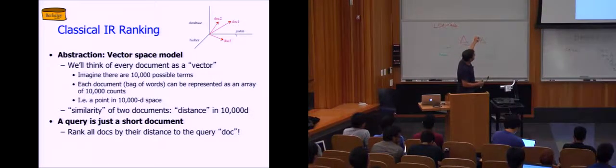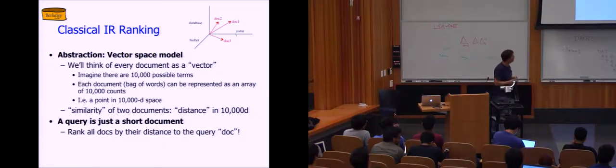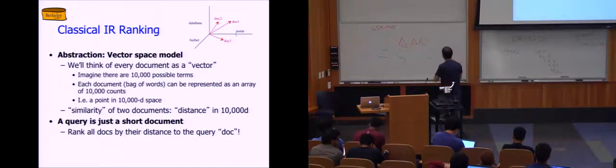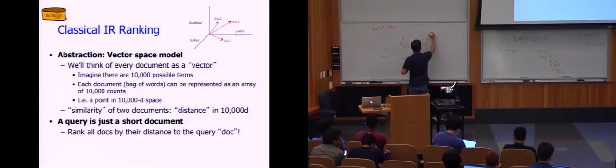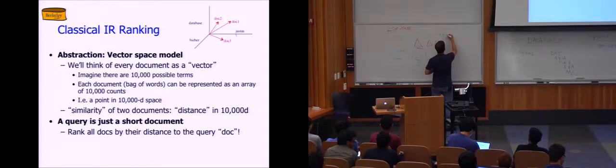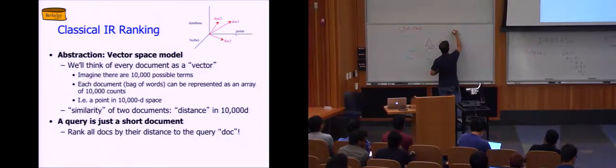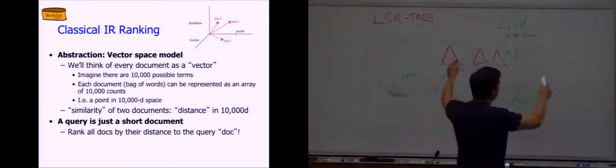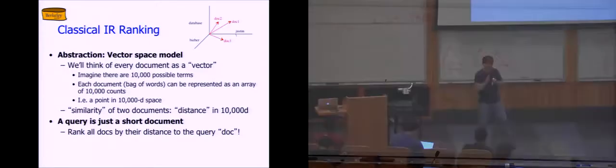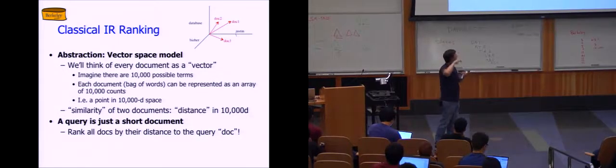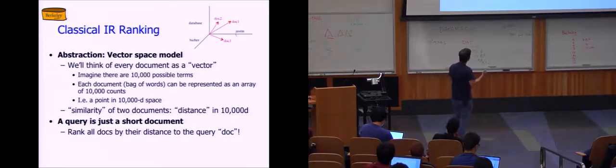But imagine there's 10,000 possible terms, and every document is an array or a vector of 10,000 counts. How many times did each term occur? The first slot is for the word "a." The second slot is for the next word, and it goes on. The next word is Alabama or whatever, right? And you just have a count. There's 2 A's and there's 17 Alabamas in this document. You just build a big vector, right? So every document is represented by a vector. It is a point in 10,000 space, yeah? It's a vector. So that's cool.